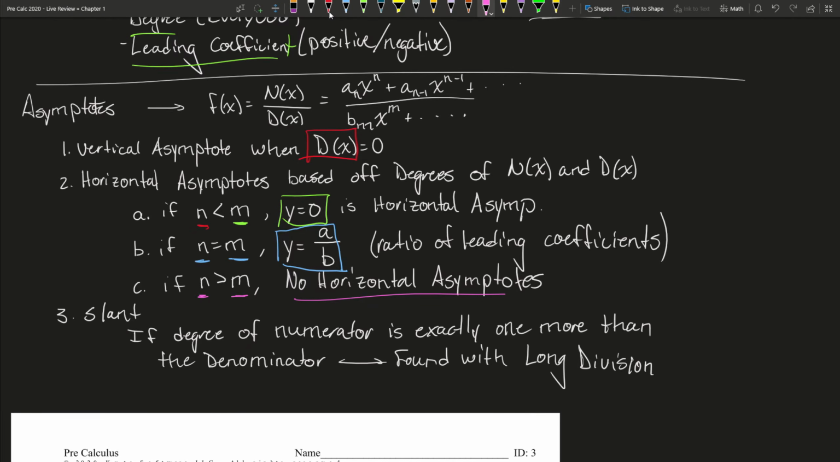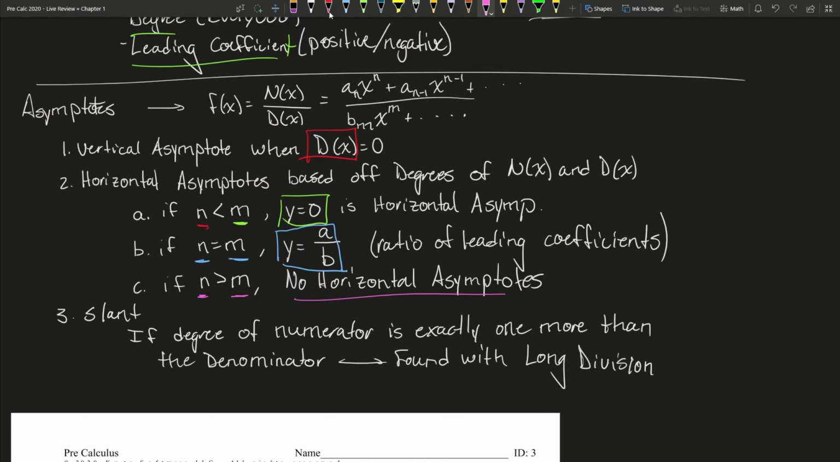Okay, and then if there's a slant, the numerator degree is exactly one more than the denominator, and you find that using long division. You will see this once we do it, but this was probably the most content heavy of the pieces, and I just wanted you to see it one more time. Everything else is kind of conceptual, and if you get one concept, you get it. This asymptote stuff requires a little bit more memorization. This is the most memorizing part of the test.